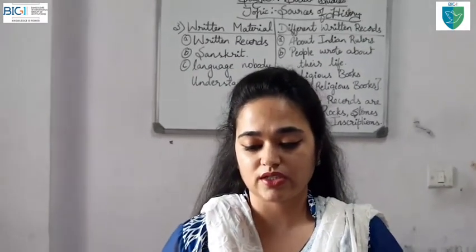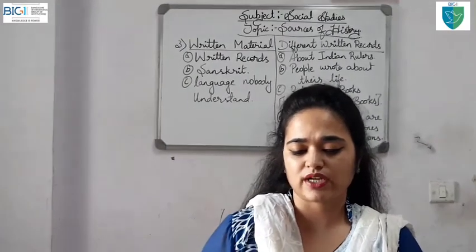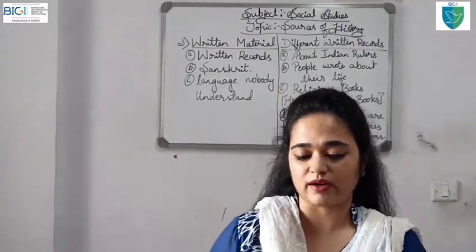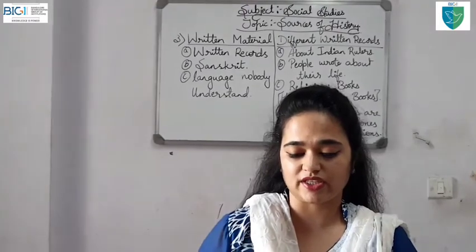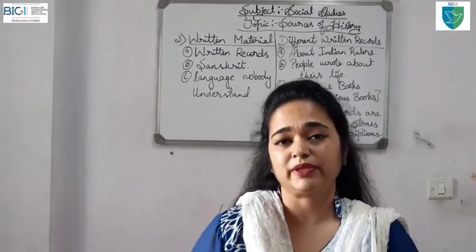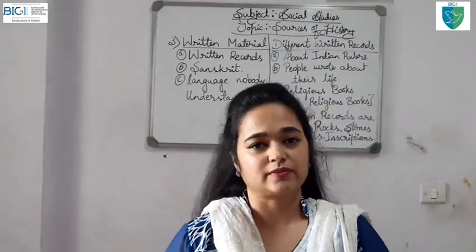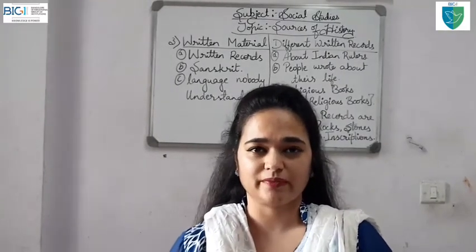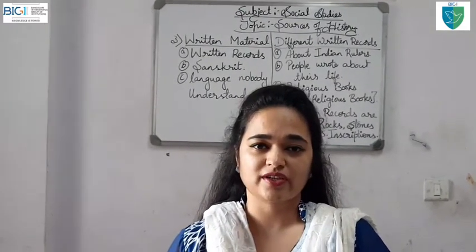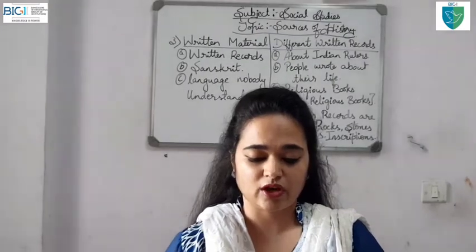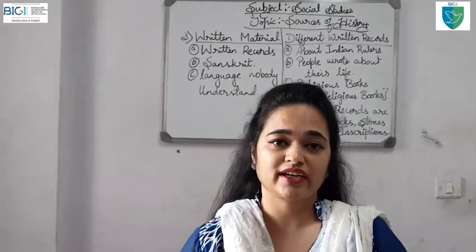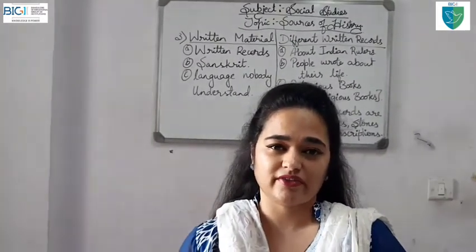That is page number 20. Paragraph 2. People who were not rulers wrote about their lives or about the times in which they lived. So the common people, not the ruler or minister or mantri, nobody special, the common people. The common people, what they have written about their life, lifestyle, everything.